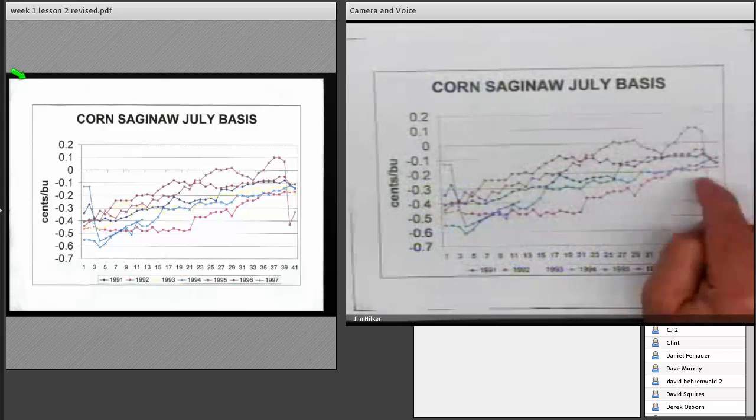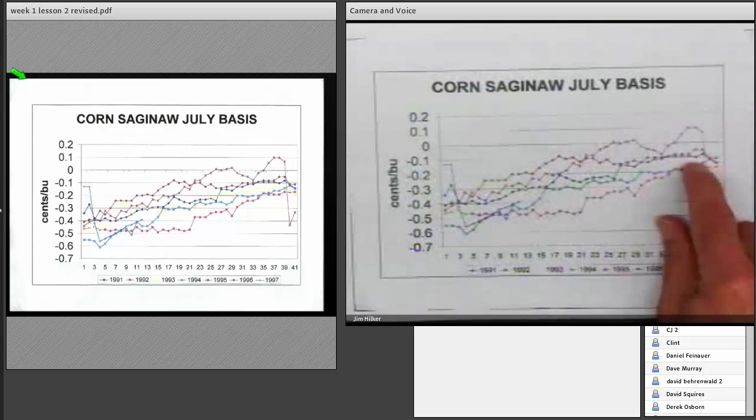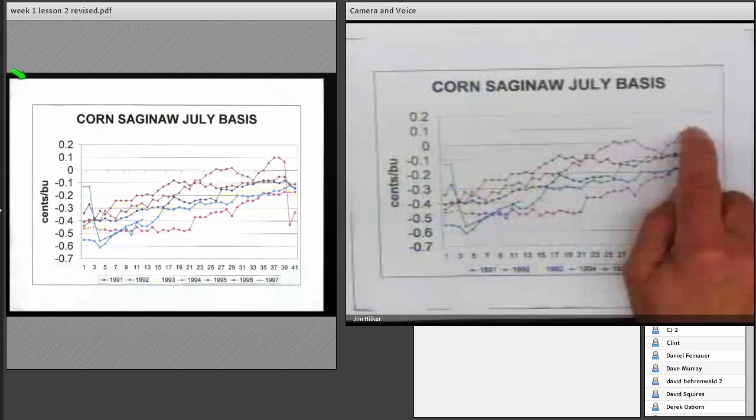Then we have another one that goes here and tightens up. So the key here is, the important thing would be that we know what the basis is about when we hedge. Right in here, about 15 cents. And one real good strengthen a lot more than that.